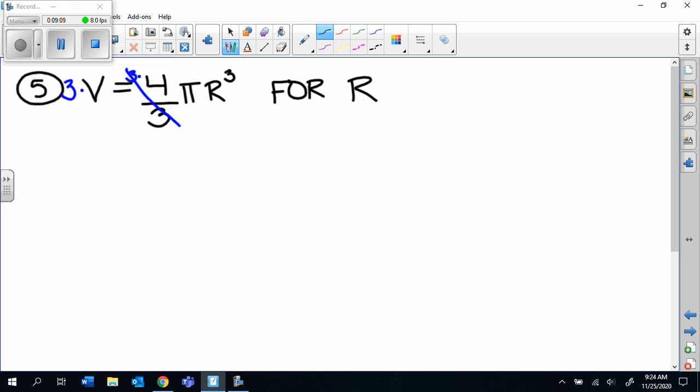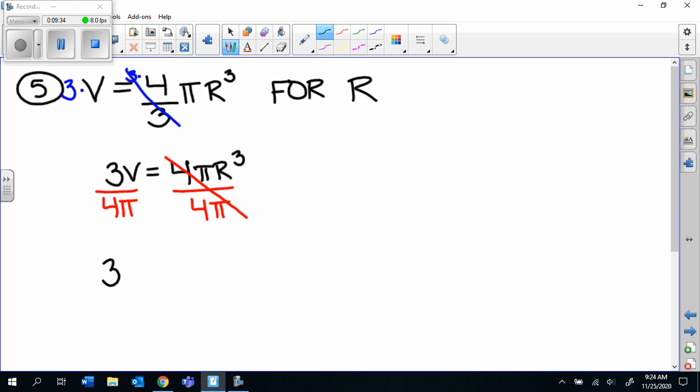So I have 3v equals 4 pi r cubed. We need to get r by itself, so I'm going to divide by 4 pi. It's going to cancel that all out right there. So I have 3v over 4 pi equaling r to the third.